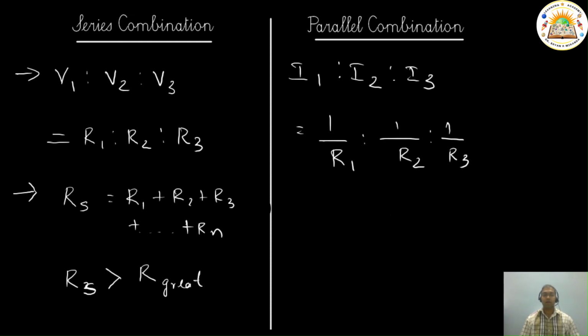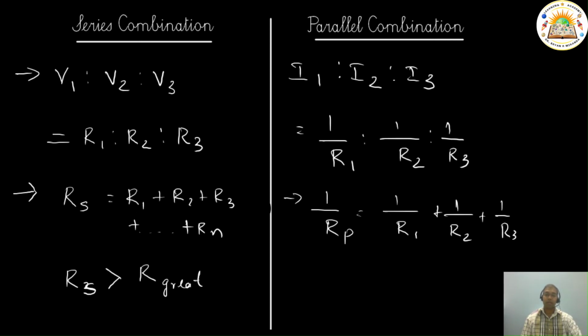In a similar way, we can look at what happens in the parallel combination. We have seen that 1 by Rp is nothing but 1 by R1 plus 1 by R2 plus 1 by R3. So from this we can understand that Rp will be lesser than R least. We'll just write it as R least, not 1 by. The reason I'll explain.